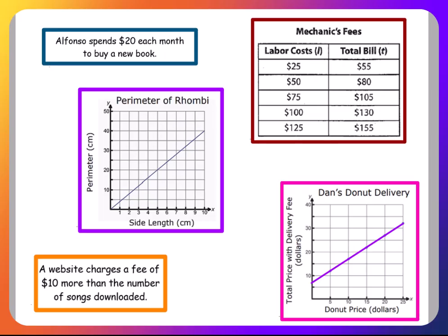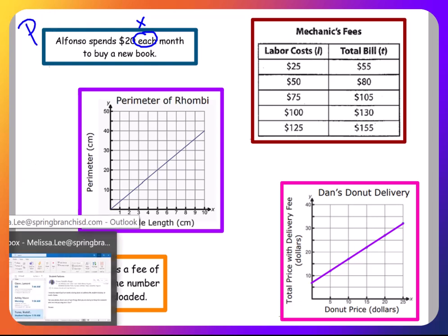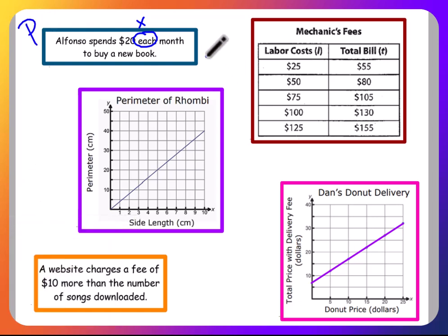So we're going to go back to the examples that we had from our second video, but this time we're going to talk about if they're proportional or non-proportional. Alfonso spends $20 each month to buy a new book. What is our operation? Look for the clue words. Each month means to multiply. And multiplication is proportional. So I'm going to put a P for proportional. Anything that is multiplication is proportional.